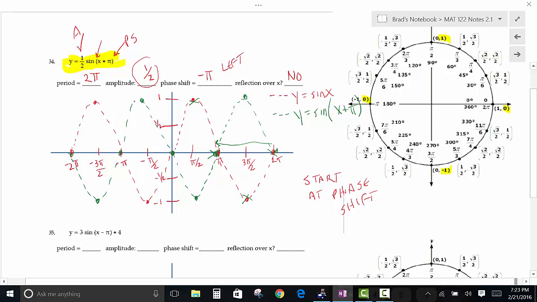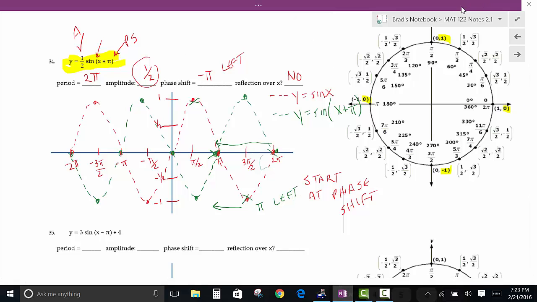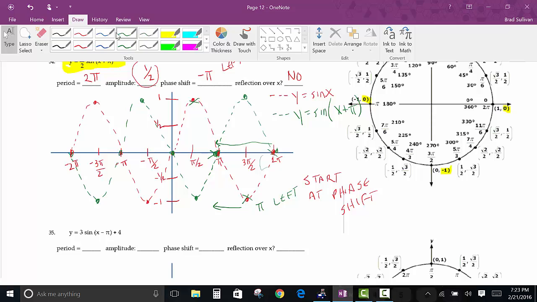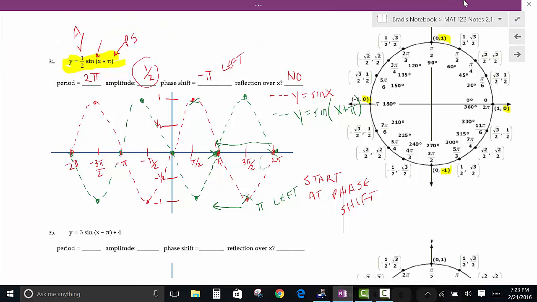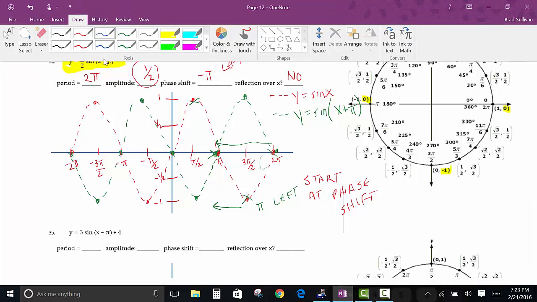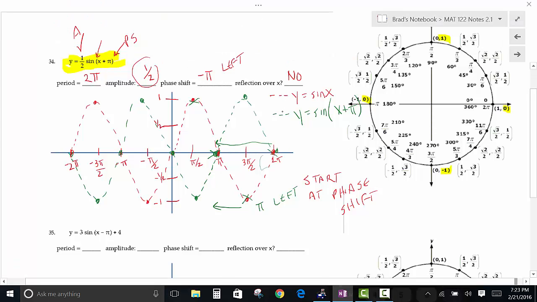So what's happened is that graph in the red, just in your mind, imagine that thing moving. Just think of the red graph as moving pi units to the left. That's what happened to all those points. Okay? Now we're ready to do our final stage on this graph. So on this final stage, what we're going to do is now consider the amplitude.